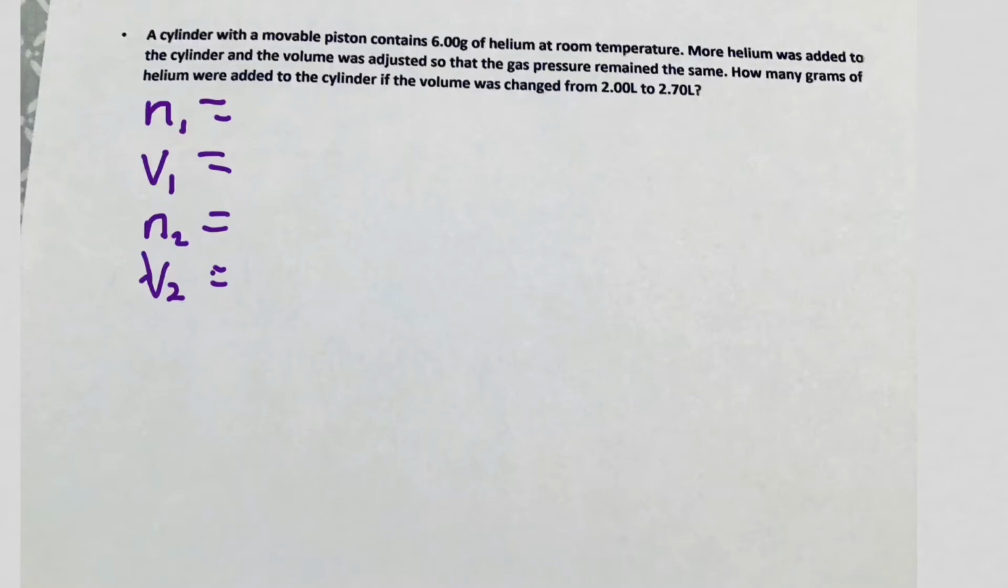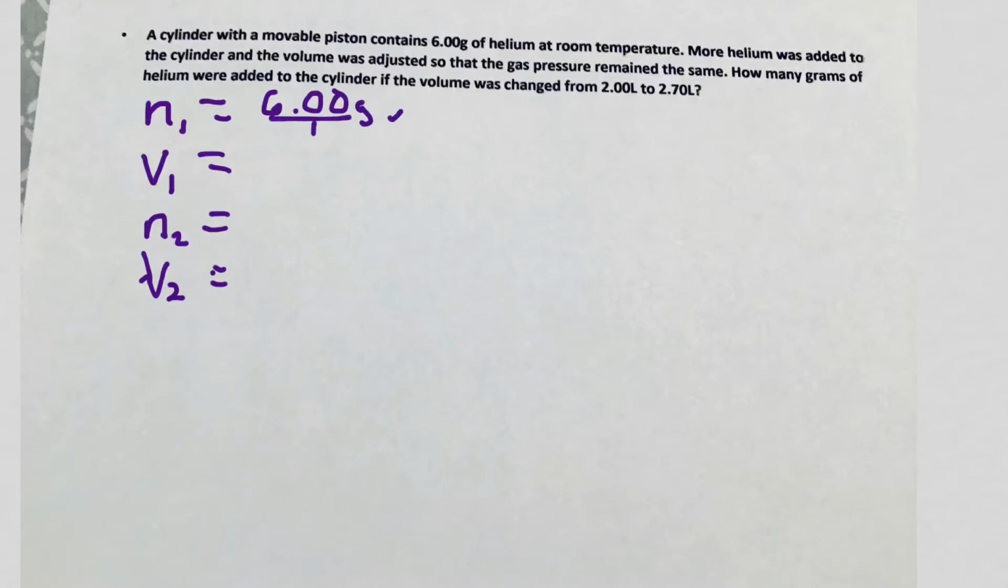So what Avogadro was saying here was that if you have the same moles of, say, carbon dioxide as you do cyanide gas, as you do helium, it'll take up the same amount of space. But it's only true in moles. It's not true in grams. So we're going to have to take our grams and change them to moles.